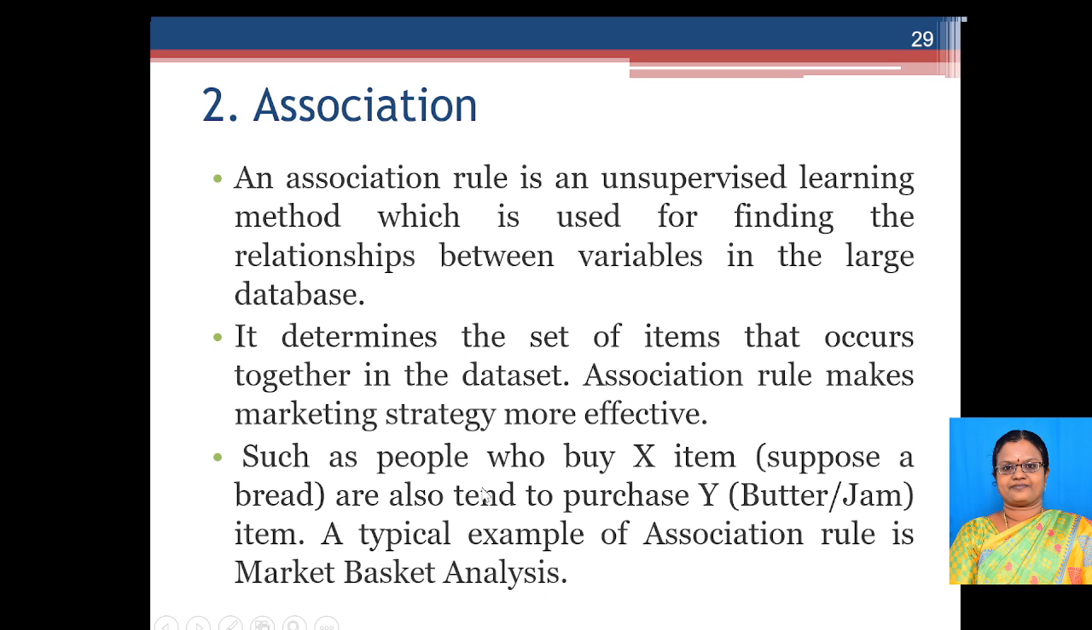The next one is association. Basically this is a rule. An association rule is an unsupervised learning method which is used for finding the relationship between the variables in a large database. For example, it is used in market basket analysis. Let's say people are buying bread, so there is a possibility for them to buy butter or jam. Having such connectivity or such a relationship, we call it an association rule.